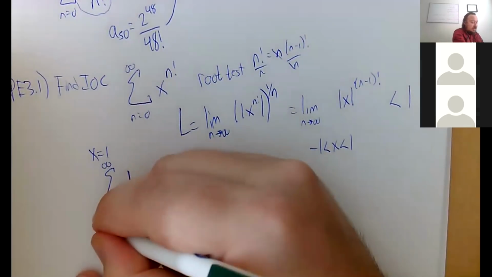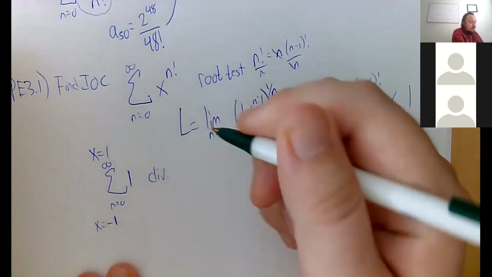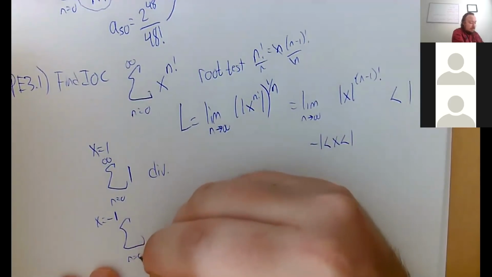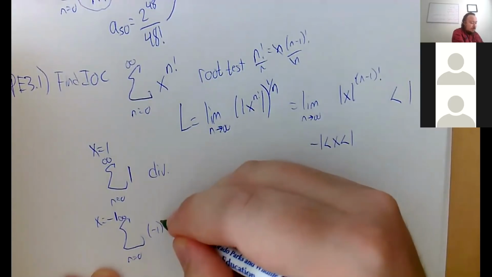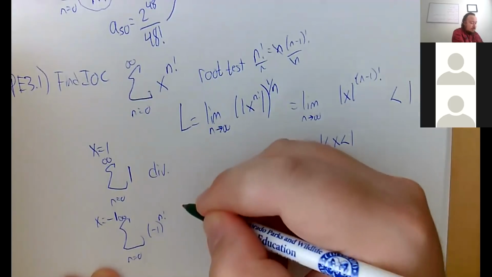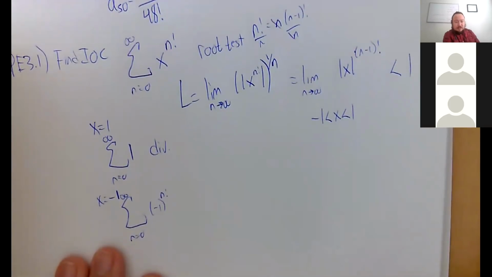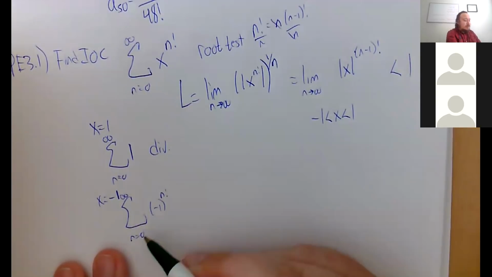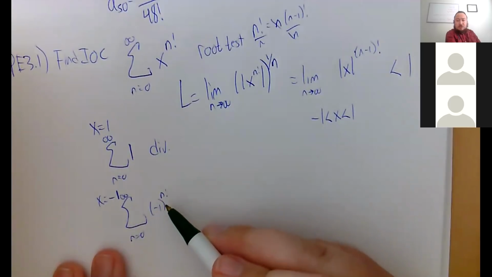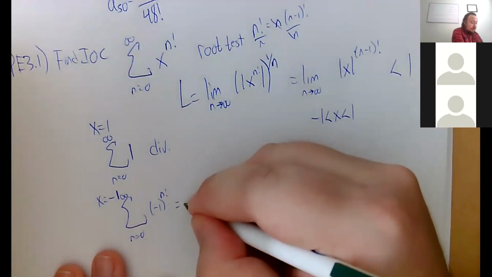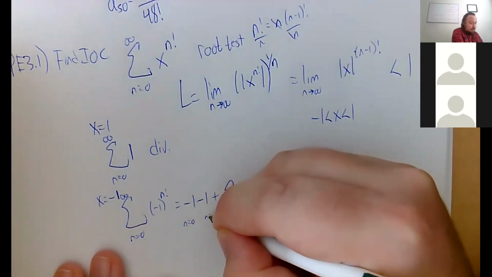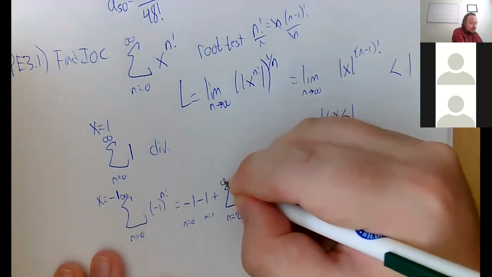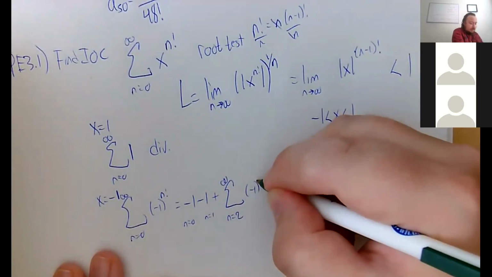All right, and then let's check x equals -1. This one's a little bit different. We have the sum from n equals 0 to infinity of (-1) to the n factorial. Okay, now how is this going to work? This one's actually a little bit strange. So if I plug in n equals 0 and n equals 1, n factorial for both of those will be 1. So I have -1 minus 1 for the n equals 0 and n equals 1. And then I have n equals 2 to infinity of this.